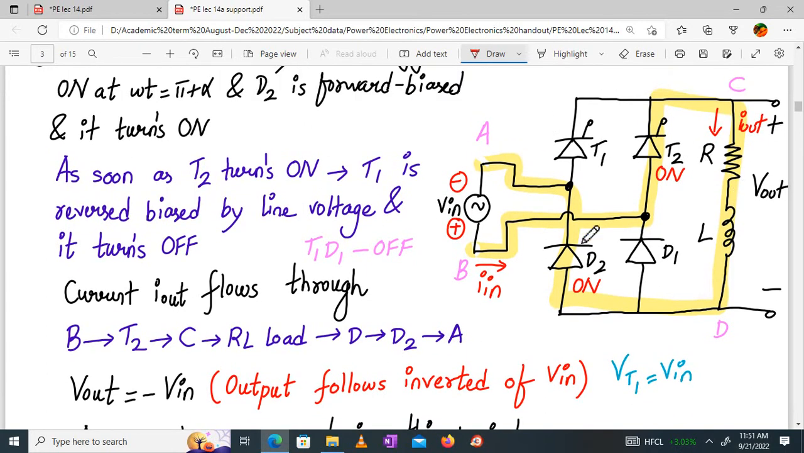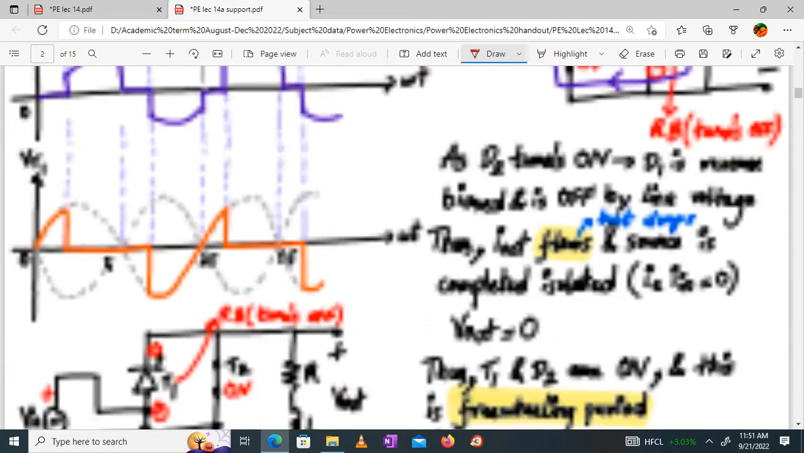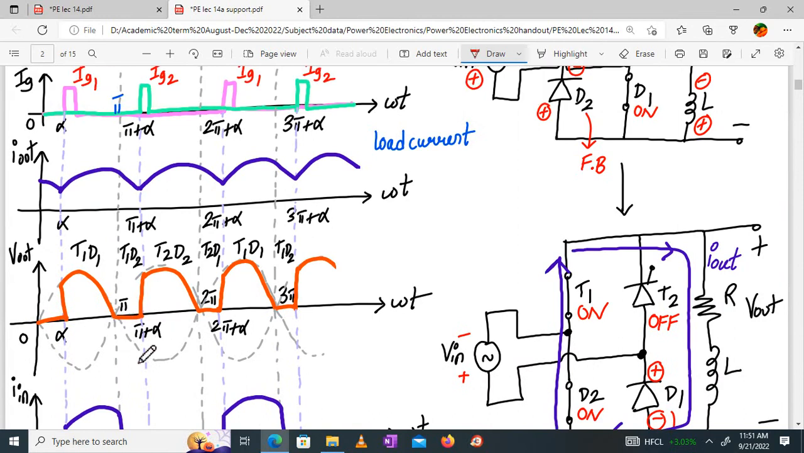So T2 and D2 are on, and this is the way current will flow, and output will be following the inverted input. In terms of waveforms, this happens. See, input is going down, but output is positive, and it will follow the negative of input. What about the current? Current across the load is in the same direction, so it will charge the inductor and store the energy, same way. Understood? This I am explaining from pi plus alpha to 2 pi.